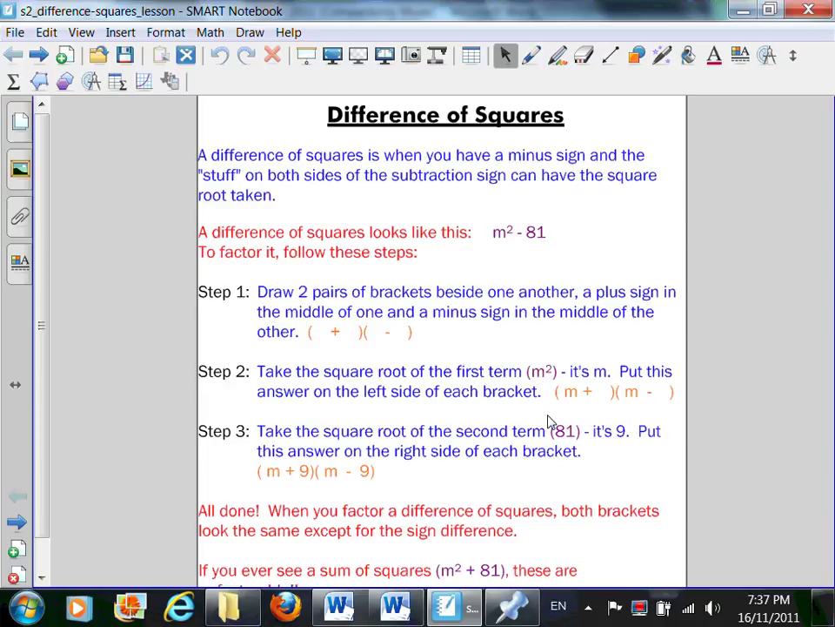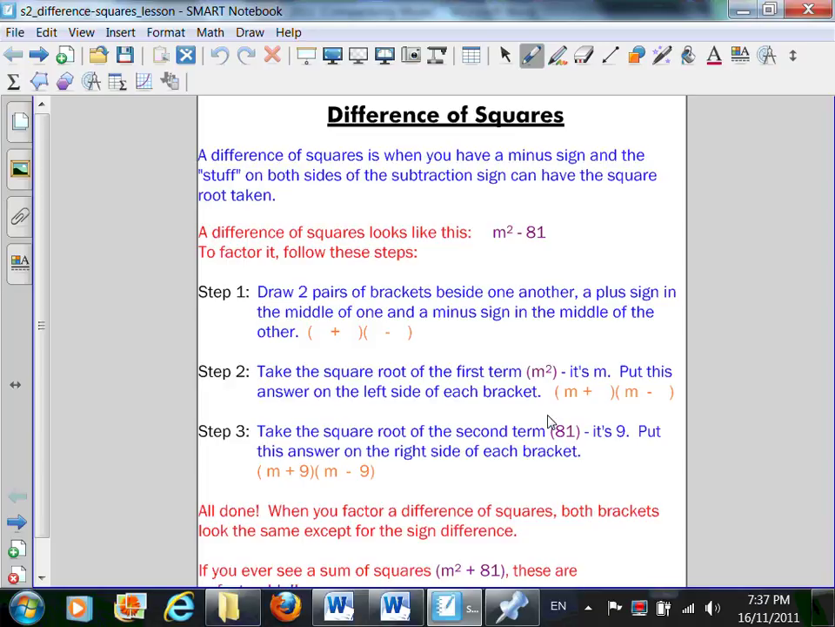A difference of squares is when you have a minus sign and the stuff on both sides of the subtraction sign can have the square root taken. A difference of squares looks like this, m squared minus 81. To factor it, follow these steps.